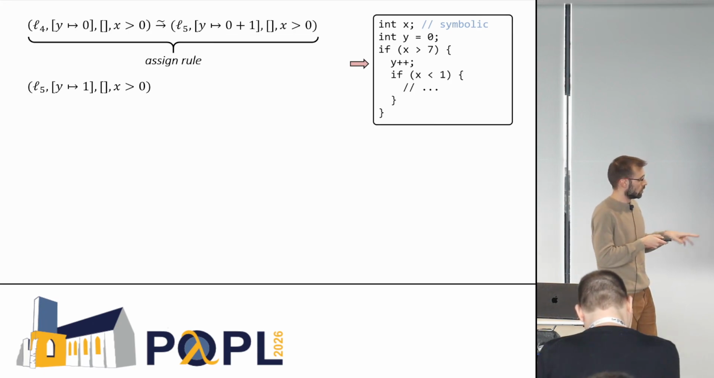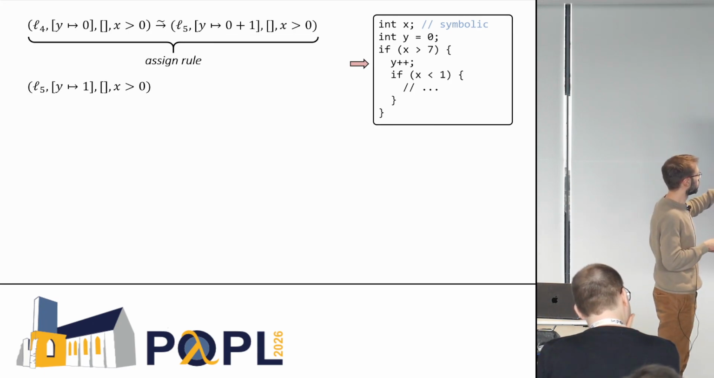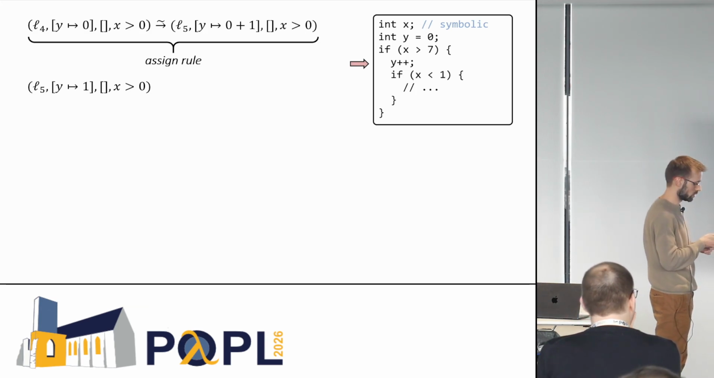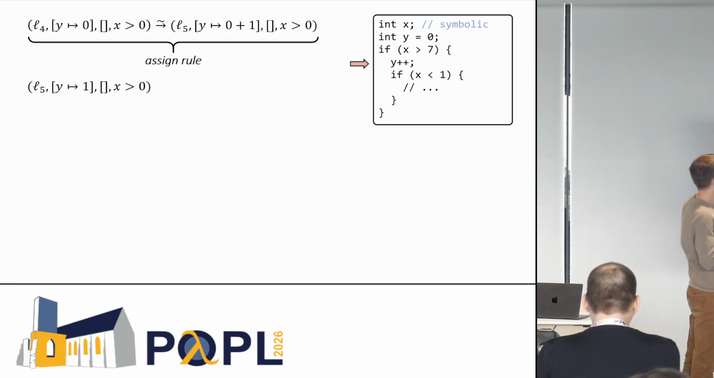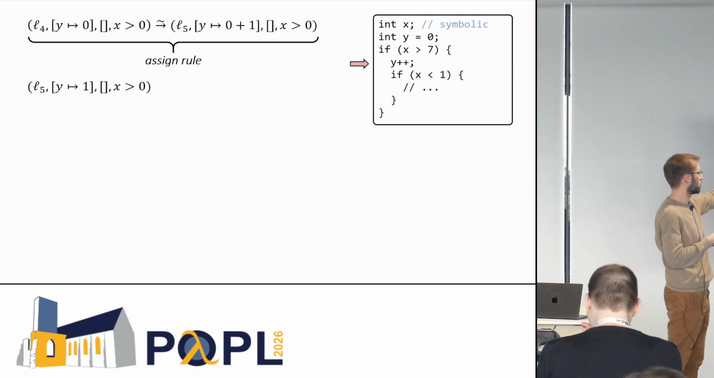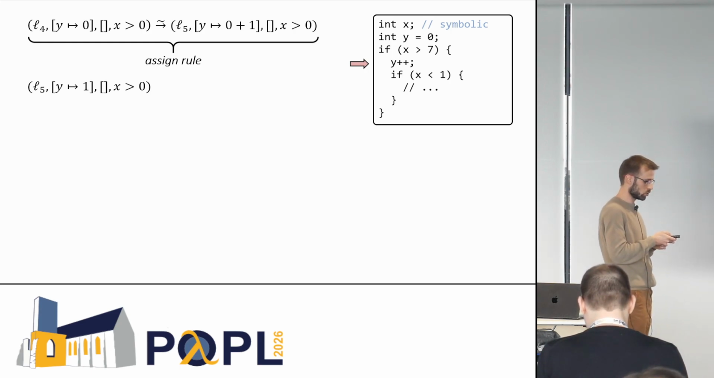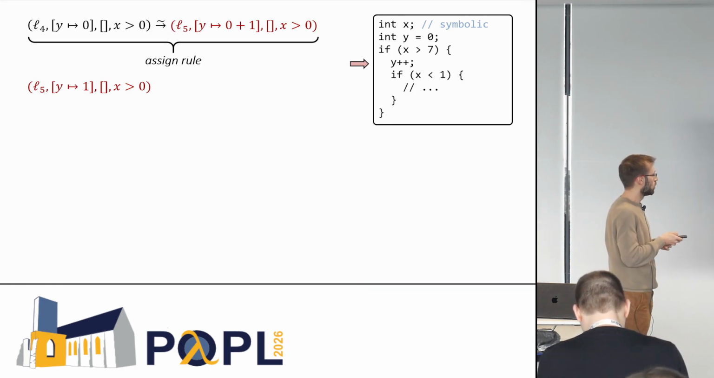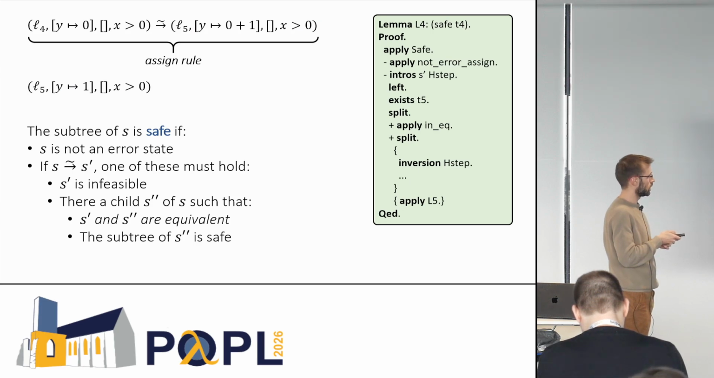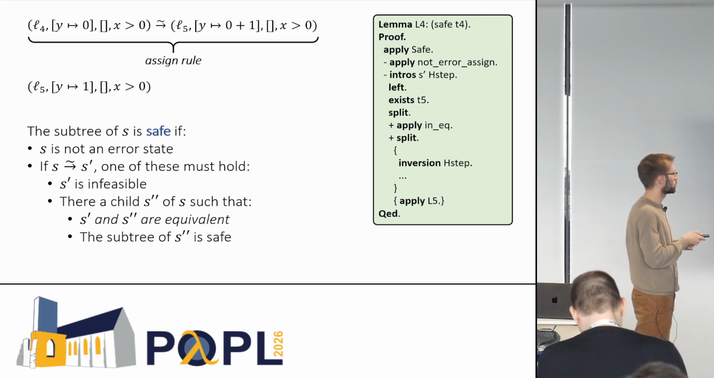So let's go back to the example where we have state S4, and we wanted to show that the subtree of S4 is safe. What we did, we looked at the derived symbolic state, we looked at the state from the tree, the one that is computed by the symbolic analysis tool, and we had to show that they are equivalent. So let's try to see roughly how it looks in Coq. We have this lemma. The goal of the lemma is to show that the subtree of S4 is safe.